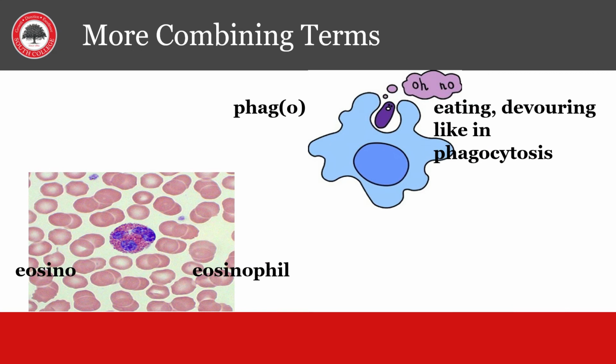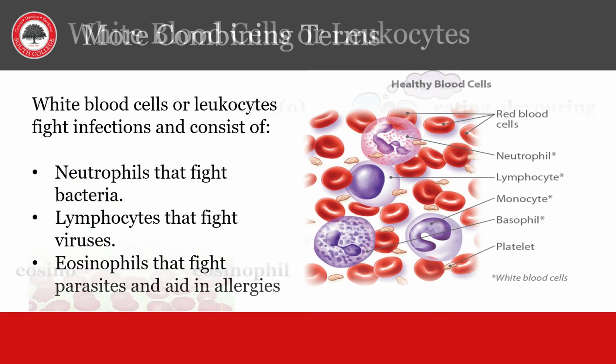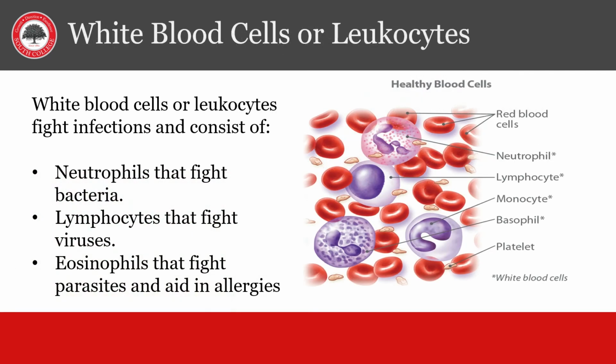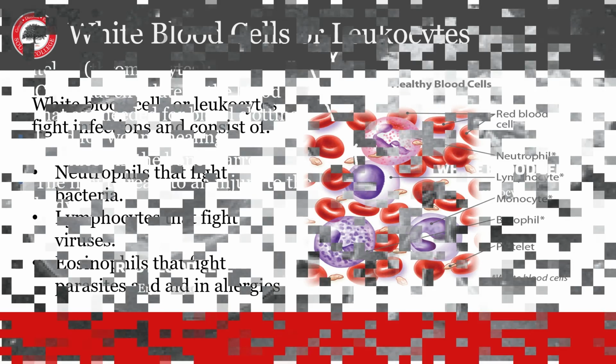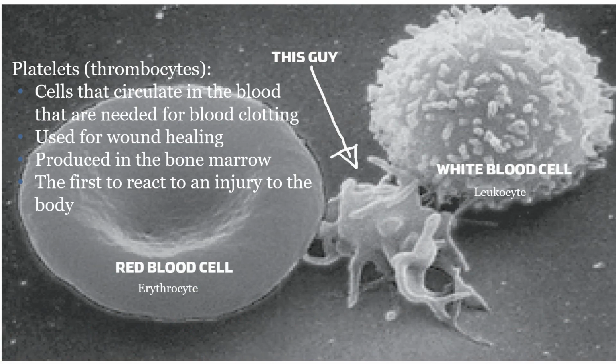Phago refers to phagocytosis or devouring, mainly devouring other cells. Eosino refers to eosinophils like this little guy here. White blood cells or leukocytes help us fight infections. Neutrophils are the most numerous of white blood cells and fight bacteria. Lymphocytes fight viruses. Eosinophils fight parasites and are involved in allergic reactions. Platelets are thrombocytes, as the one shown here, labeled in the scanning electron microscope image, and they help us make blood clots and aid in wound healing.